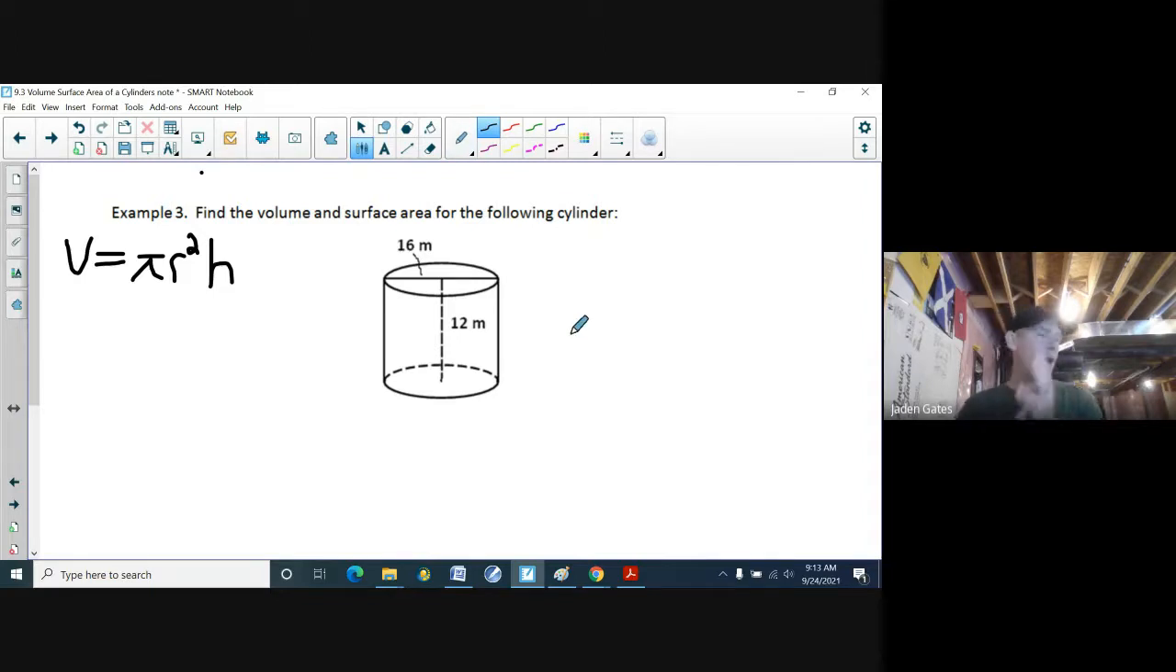Now, can anybody see? I always throw a little trick at you, right? We always do an example that's straightforward, and then the next one's kind of a trick. Anybody see what the catch is here? The trick or the catch? It's always a catch, right?